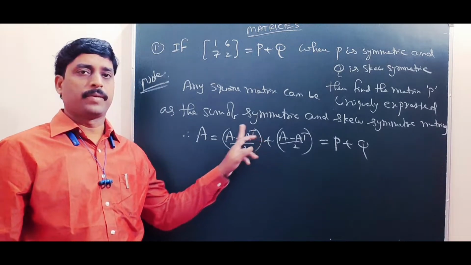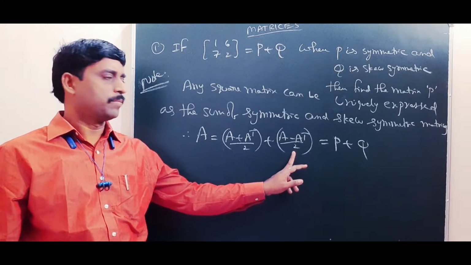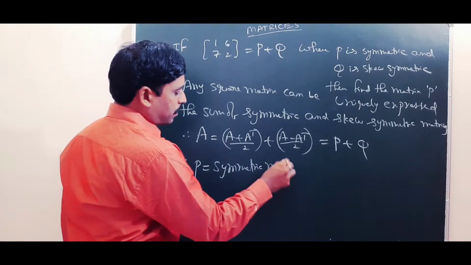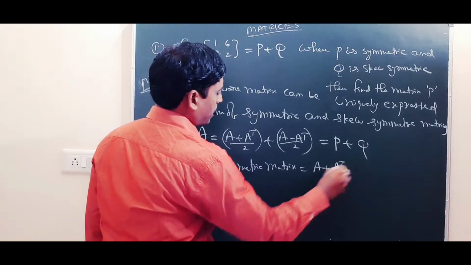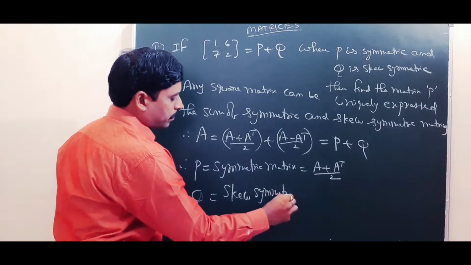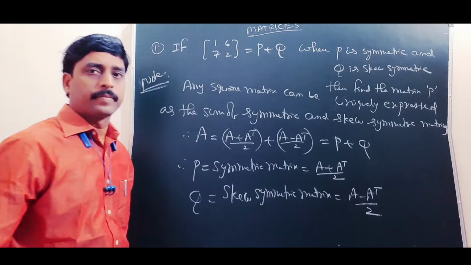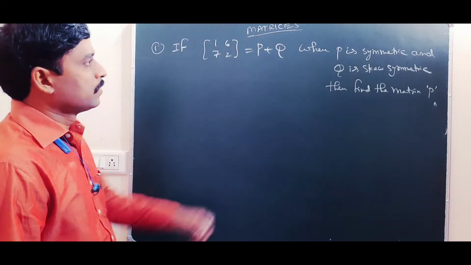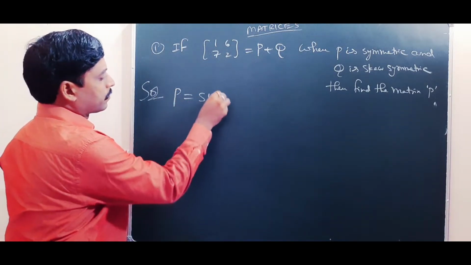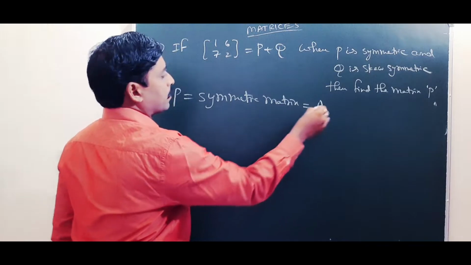Where (A plus transpose of A) by 2 is the symmetric matrix P, and (A minus transpose of A) by 2 is the skew symmetric matrix Q. Okay, our target is to find the value of the matrix P. P is a symmetric matrix, so the symmetric matrix formula is (A plus transpose of A) by 2.